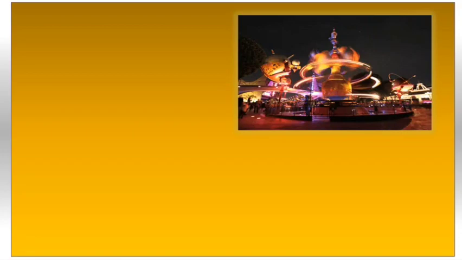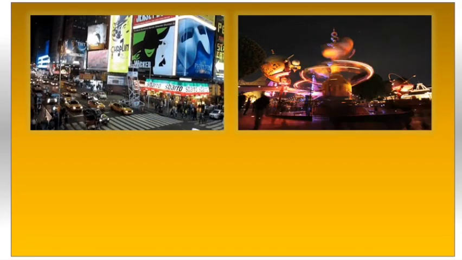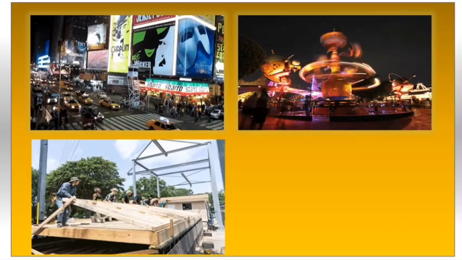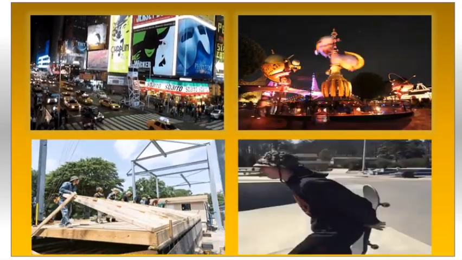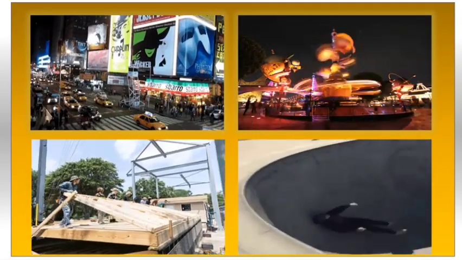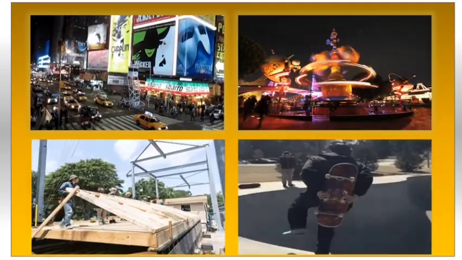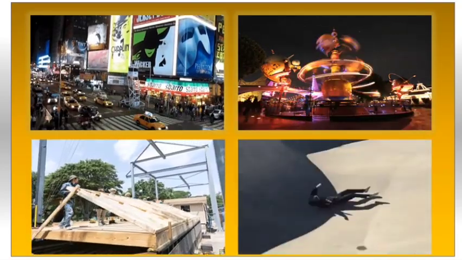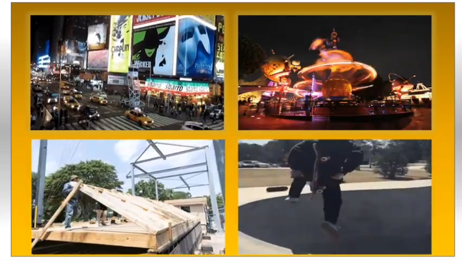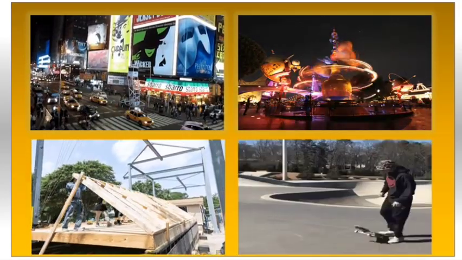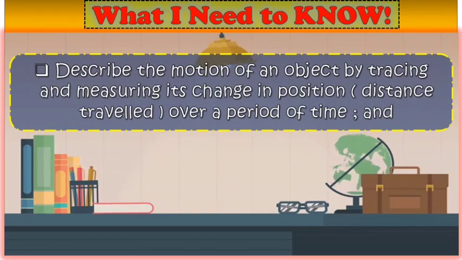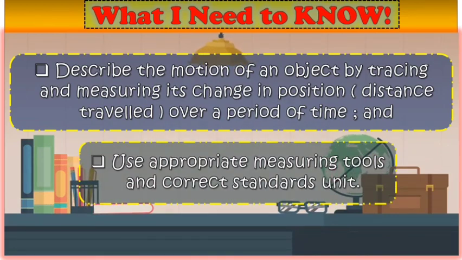The different objects in the park, in the busy streets, even building houses, and of course when you are playing, they are all objects in motion. So in this lesson, you will recognize the movement that you observe according to a point or a frame of reference. Specifically, you will learn how to describe the motion of an object by tracing and measuring its change in position or the distance traveled over a period of time, and use appropriate measuring tools and correct standard units.